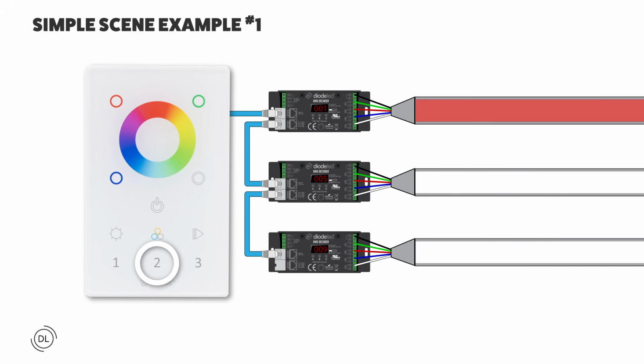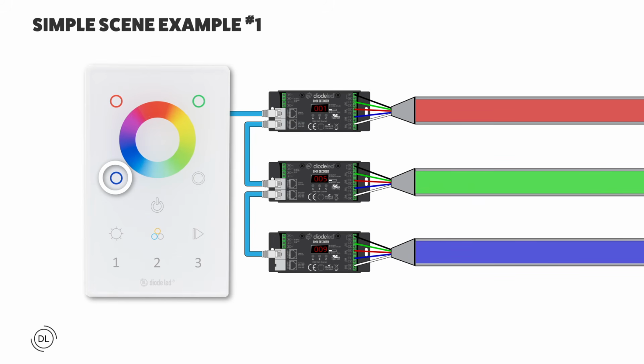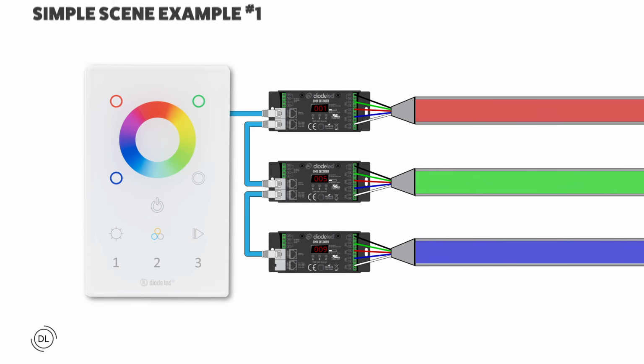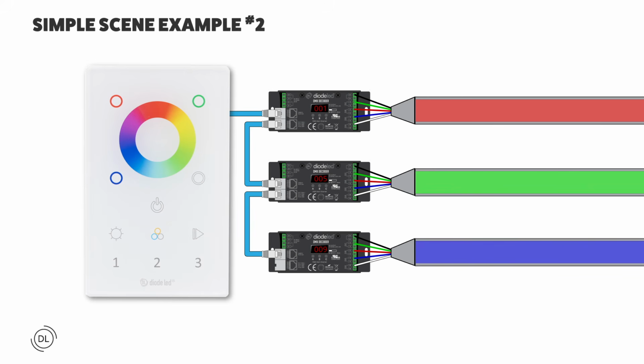Click Zone 2 and select the green circle, turning the second fixture green. The second decoder is set to address 005 and is controlled by Zone 2 on the controller. Click Zone 3 and select the blue circle, turning the third fixture blue. The third decoder is set to address 009 and is controlled by Zone 3 on the controller. Let's look at a second example.